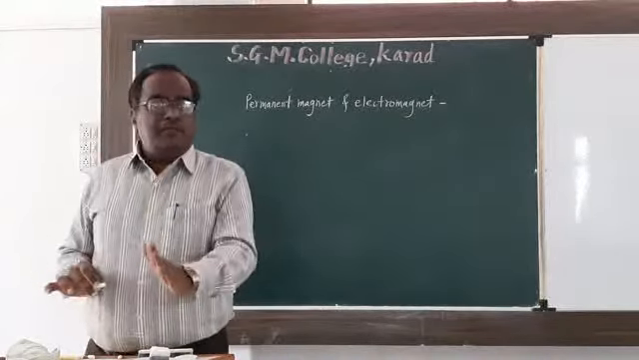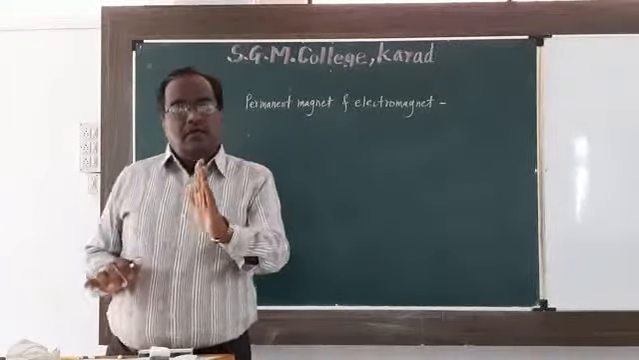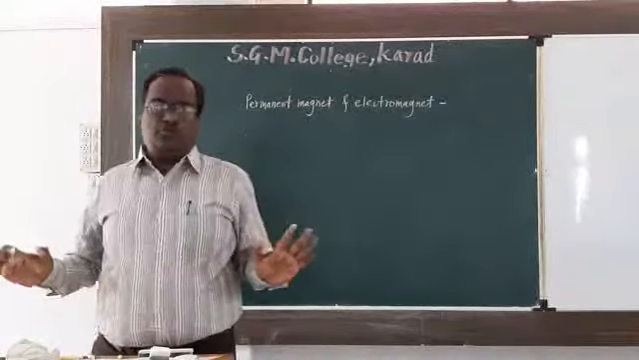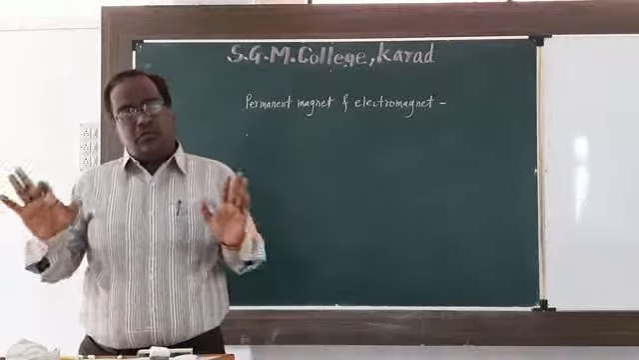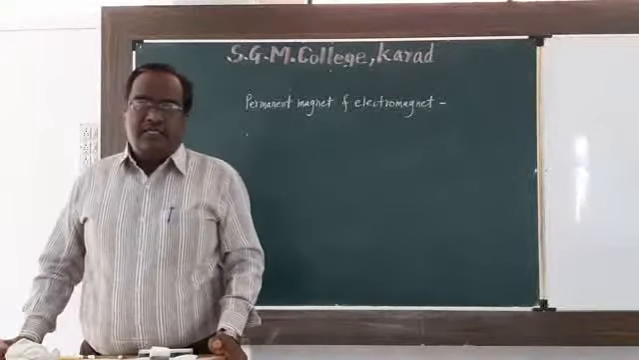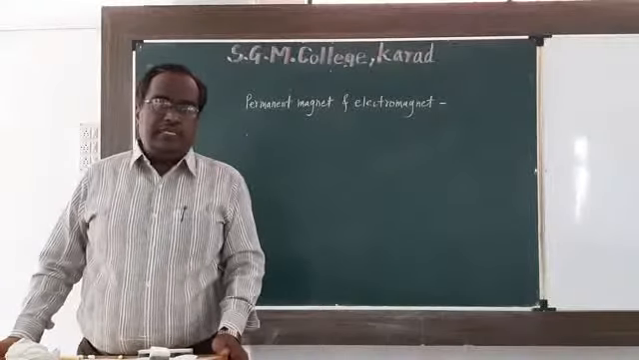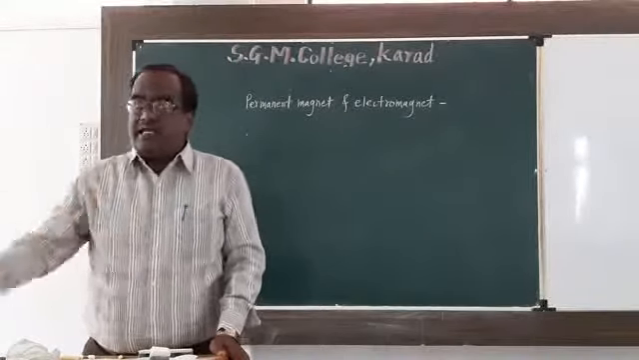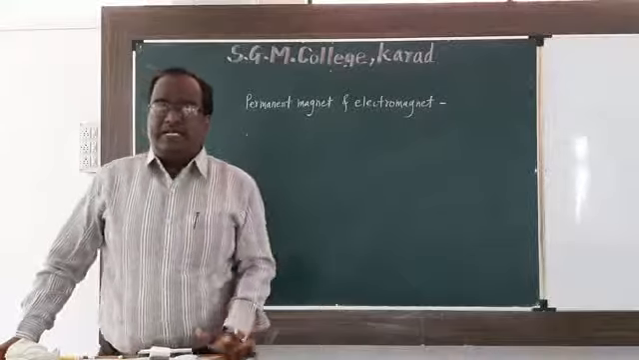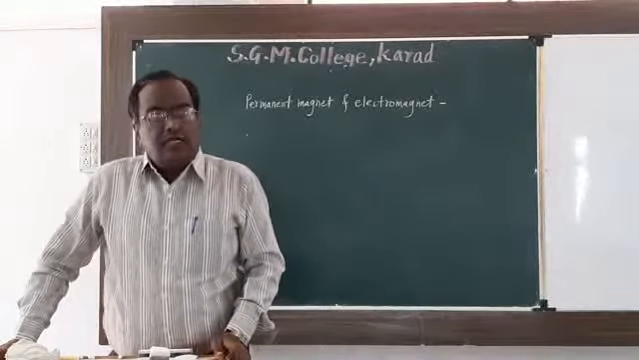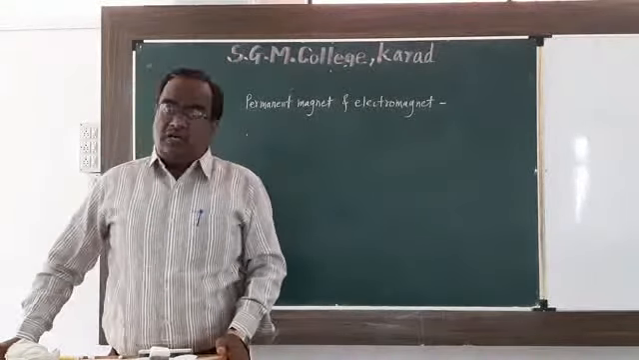To make a permanent magnet, soft iron is not used. Soft iron is only used in an electromagnet. Soft iron loses magnetism when current is switched off in the solenoid, but hard iron does not lose its magnetism even when current is switched off in the solenoid coil.